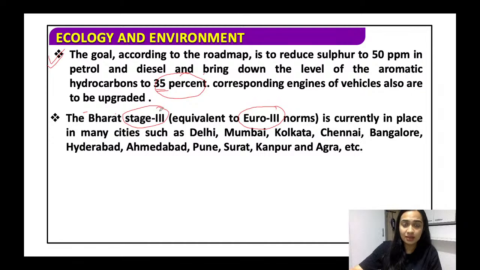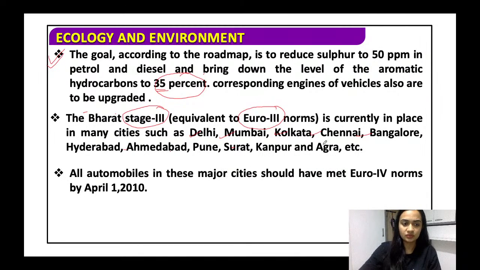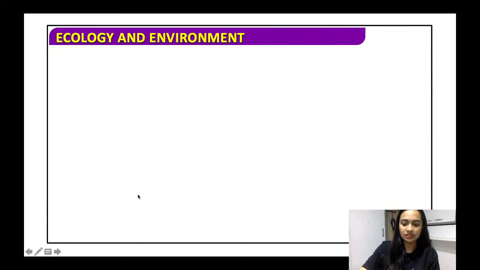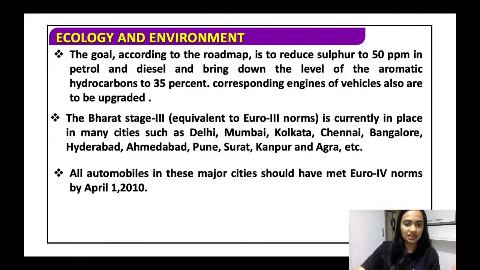Where was Bharat Stage 3 implemented? Many cities such as Delhi, Mumbai, Kolkata, Chennai, Bengaluru, Hyderabad, Ahmedabad, Pune, Surat, Kanpur, and Agra. So all your metropolitans along with this. Now, all automobiles in these major cities should meet the Euro 4 norms by April 1, 2010. We are still talking about the past only. That is, according to NCERT, it is updated only till 2010.